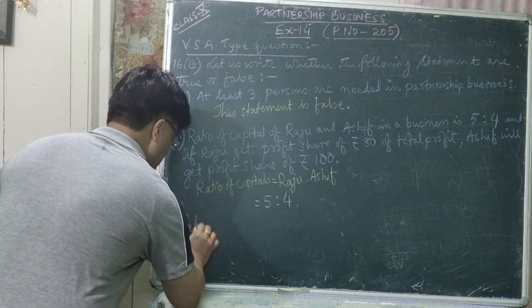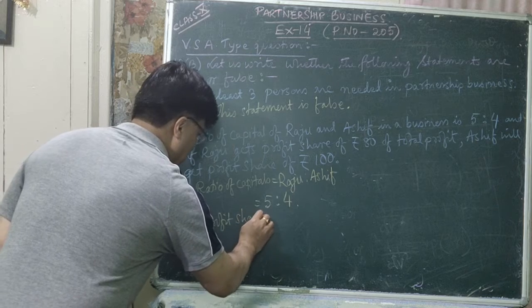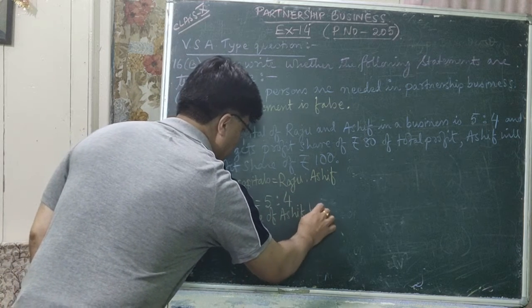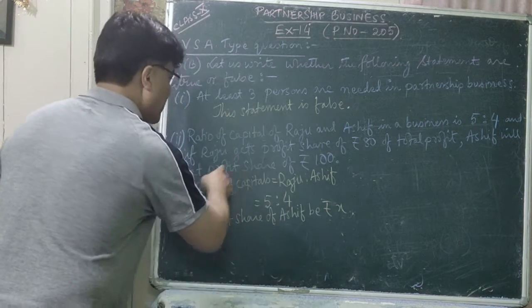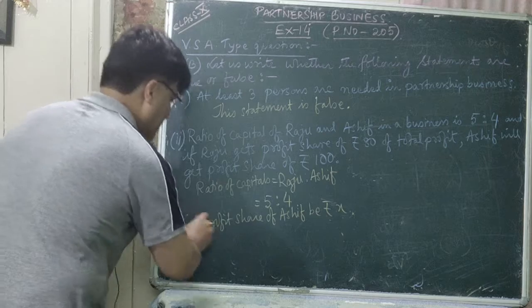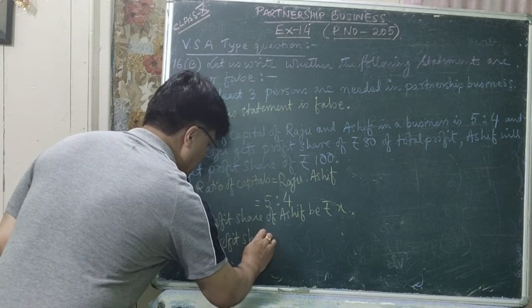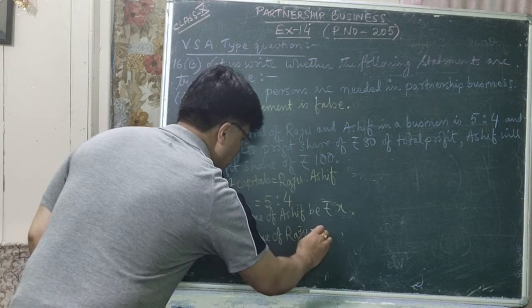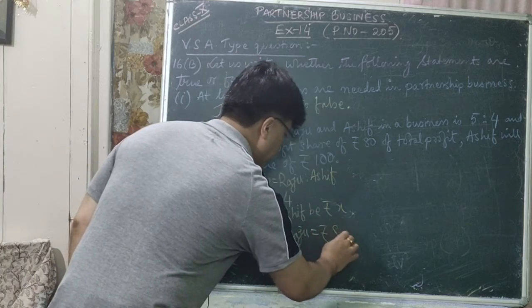Now let profit share of Asif be rupees x, right? So what is profit share of Raju? Profit share of Raju is given as rupees 80.